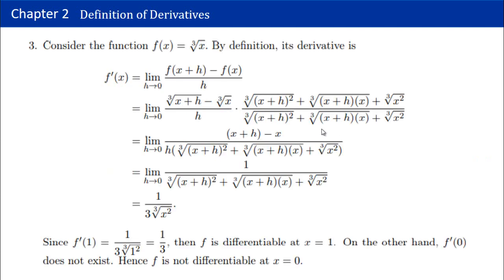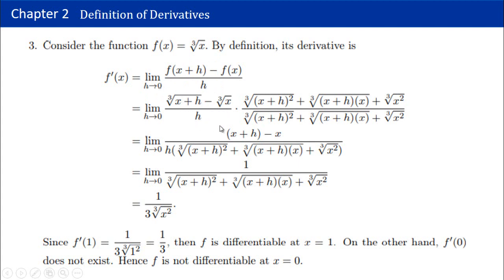So let's have another example. Consider f of x equals the cube root of x, and by definition we are going to derive. To find the derivative, we have f of x plus h minus f of x all over h as h goes to 0. That means papalitan po natin ito ng x plus h, and you've got the cube root of x plus h. And this f of x is the cube root of x, so we copy it, over h as h goes to 0.